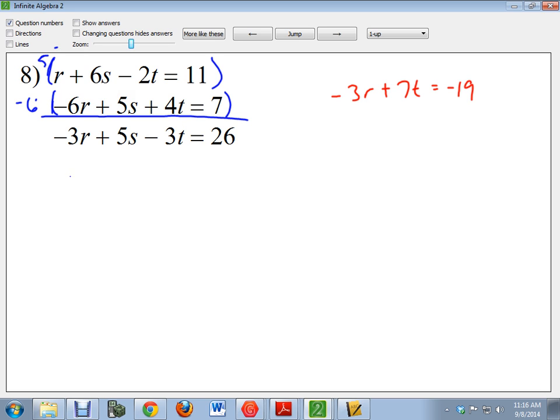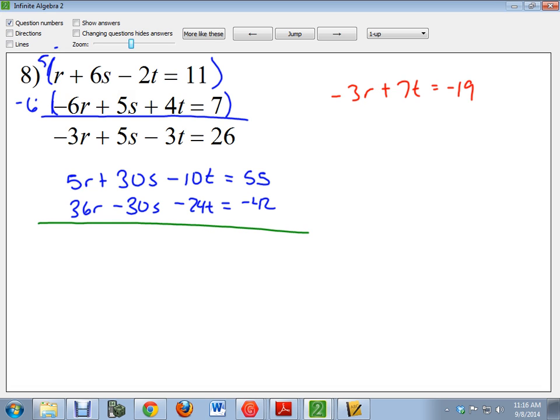Using distribution, we'll say that's 5r plus 30s minus 10t is equal to 55. That's the first one after the distribution. And then the second one would be a positive 36r, a negative 30s, and a negative 24t is equal to a negative 42. Now, since these things are similar, but they are slightly different, the signs are opposites on these s's, we can combine these two equations together by addition instead of subtraction like we did the last time, and that just cancels these out.